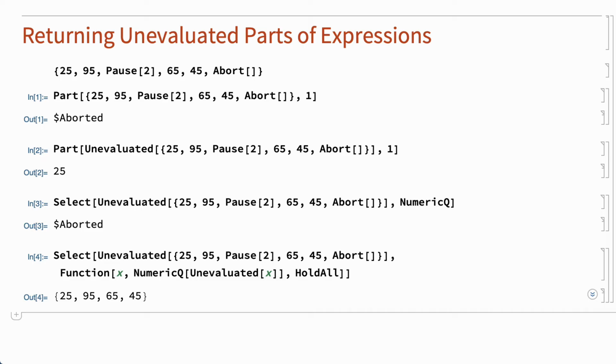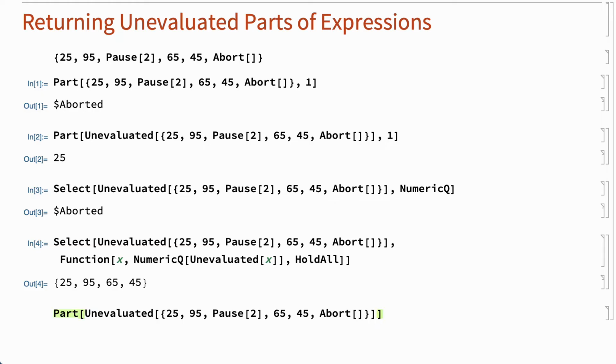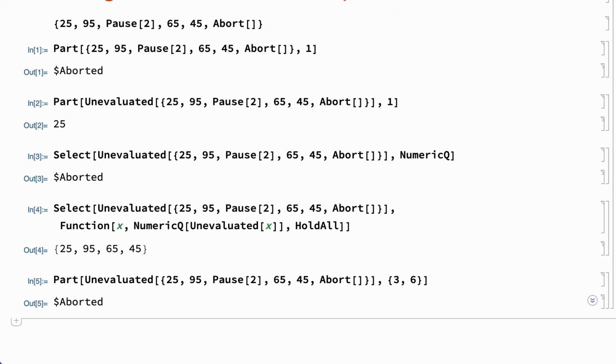Selecting the non-numeric elements in this example raises a different issue, since the output from Part and Select will normally be evaluated, and the non-numeric elements in this example really need to be held unevaluated. For example, using Part to try to pick out the Pause and Abort elements from this list results again in a 2-second delay and an aborted calculation, since those elements are evaluated after they are returned by the Part function.